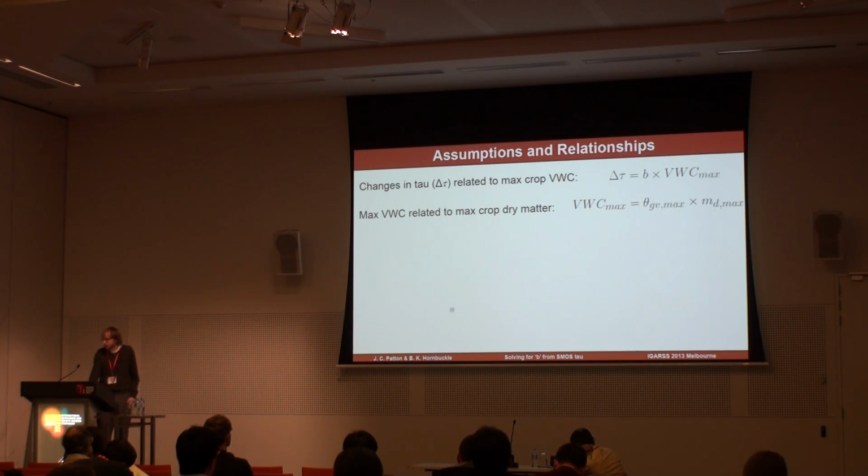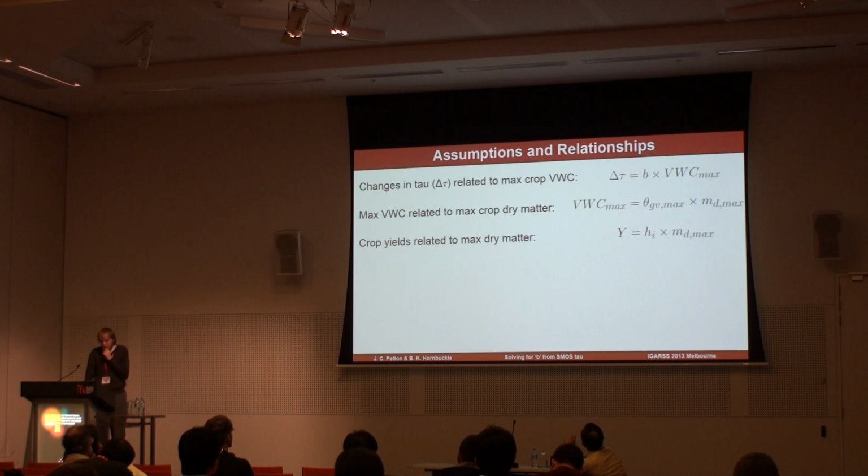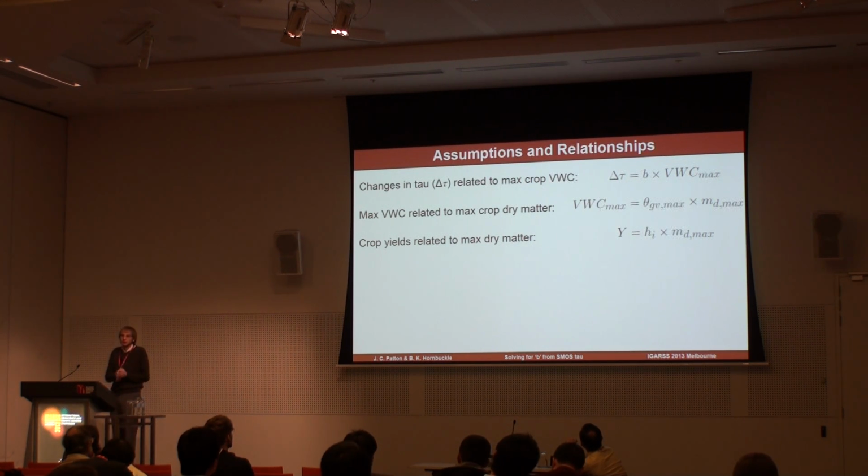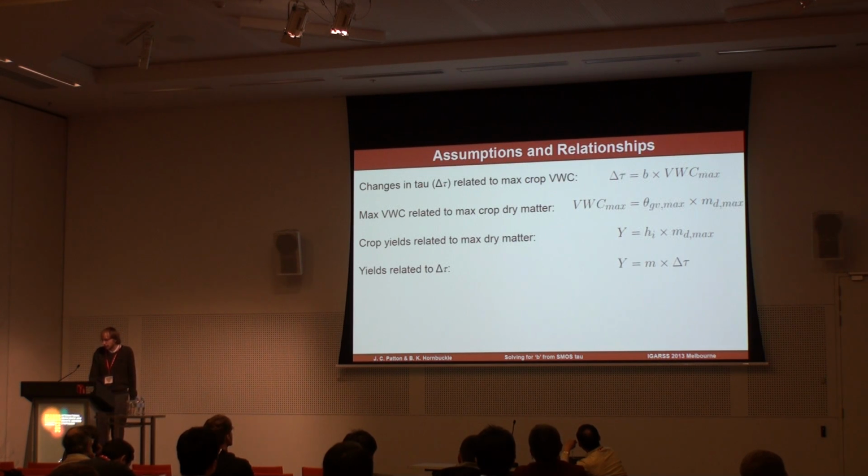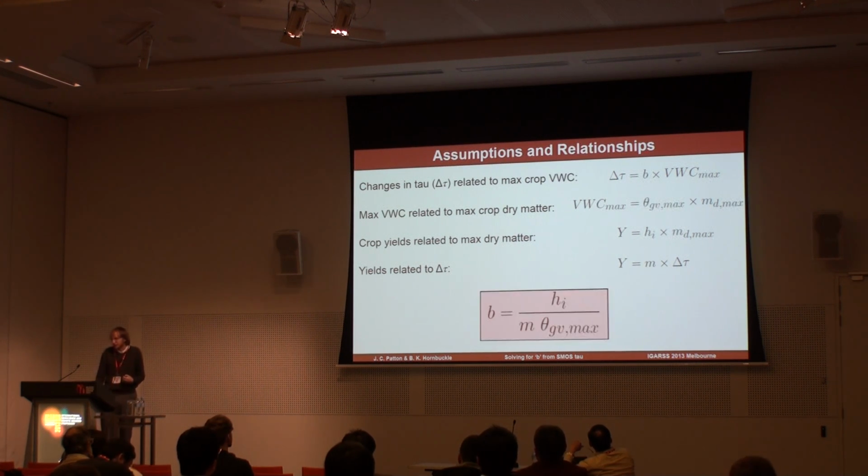And so I'm going to introduce this parameter called theta GV max. It's basically something we invented, so I'm going to go a little bit more into what that is. Then we have to figure out a way to relate these crop yields to the maximum dry matter. That's through this parameter called harvest index, here as HI. And then as I showed before with that nice linear fit, you can relate delta tau to crop yields. So if you put all this together and do some algebra, you can solve for B: B is going to be the harvest index divided by the slope of that line times this thing that I'm calling theta GV max.